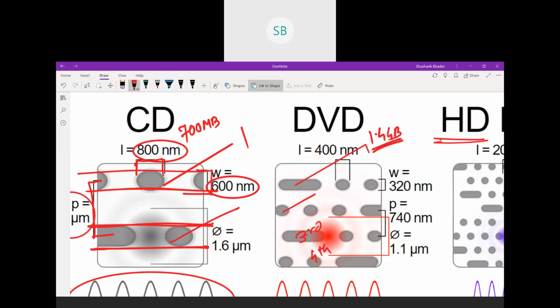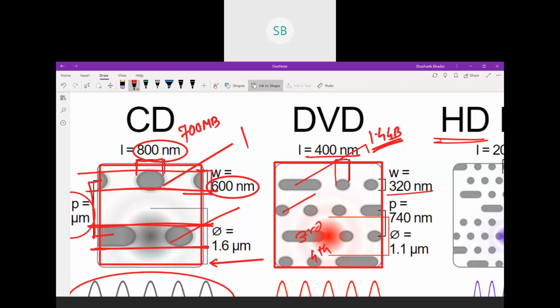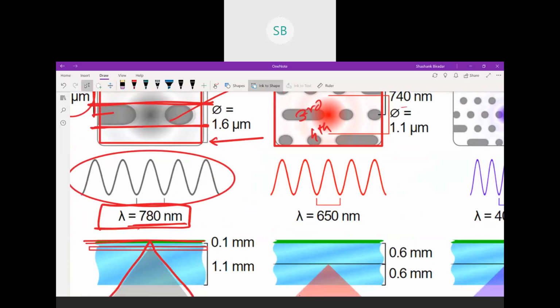Because the data is doubled within the same physical constraint, both the dimensions are the same, but the amount of data present is doubled over here. So here this length is 400 nanometers, width is 320 nanometers, and the inter-track distance is this much. Here we are using the red laser, which has a wavelength lambda of 650 nanometers.